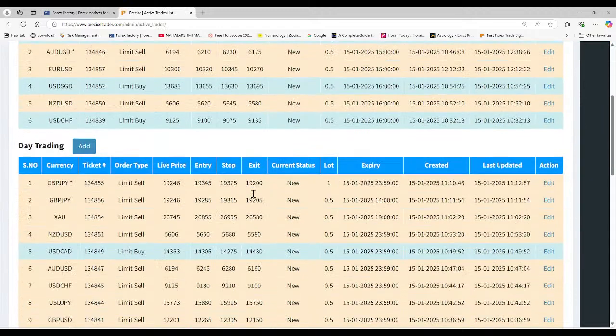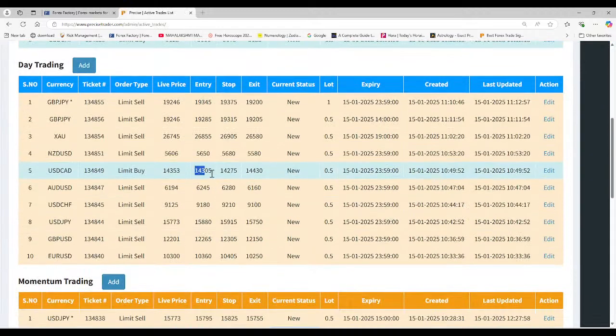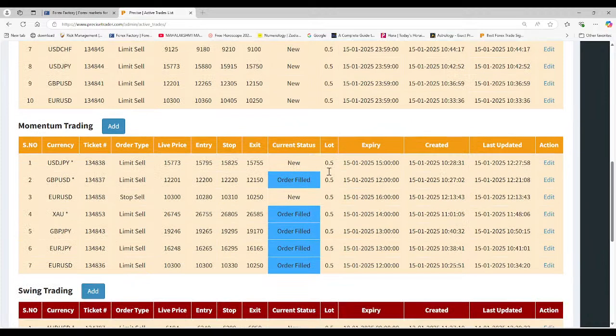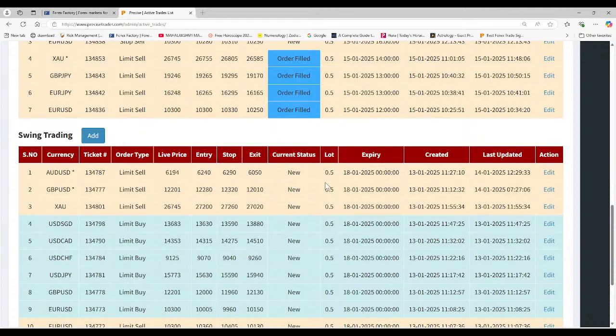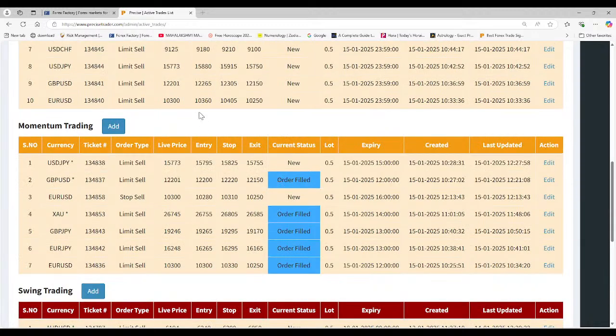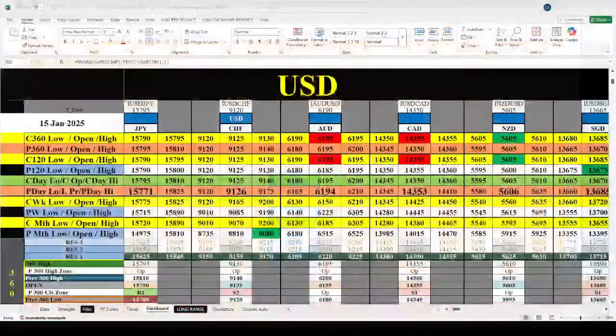Then we have 143.05. Okay, this is what I want to do, this is a day trading, so I think this is a valid call. And we also have 143.15. Okay, this is also a valid call. Okay, let it work. Now let's see the next currency.